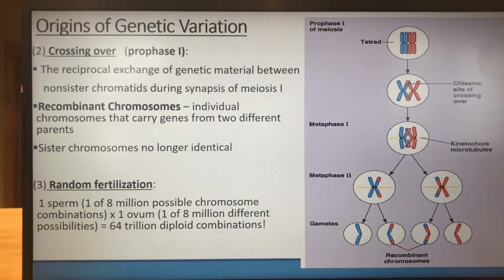And then you have the idea of random fertilization, that you've got so many different sperm combinations and so many different egg combinations. So when you add that together, you have 64 trillion diploid combinations.